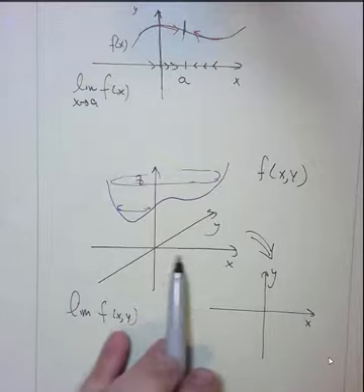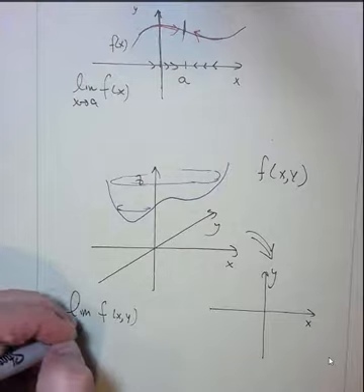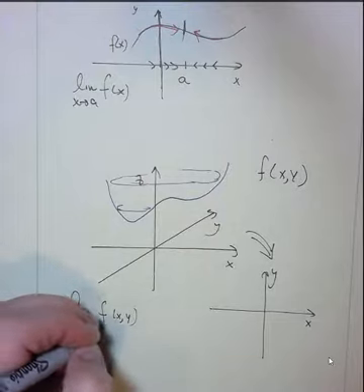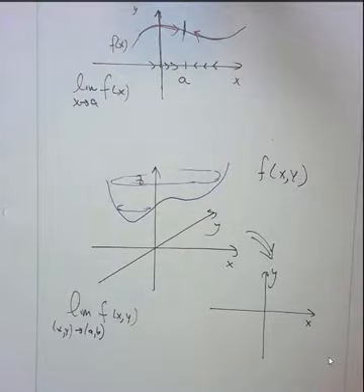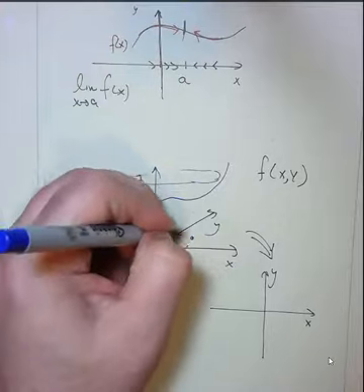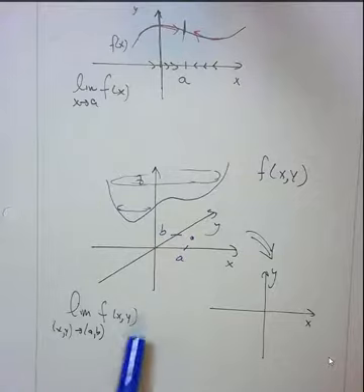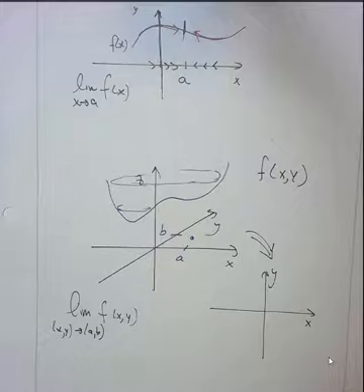Remember that the domain is the entire xy plane, and so we need x and y to be zooming in on some target value. In other words, maybe there's the point (a, b), and we need our input variables, x and y, to be both closing in on that particular point. So x is closing in on a, simultaneously y is closing in on b.